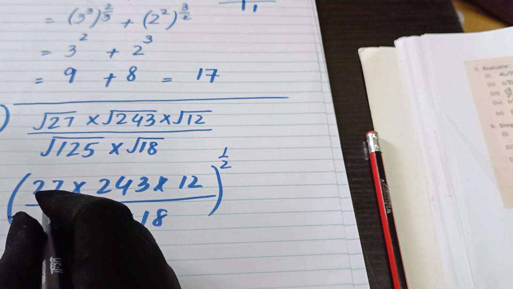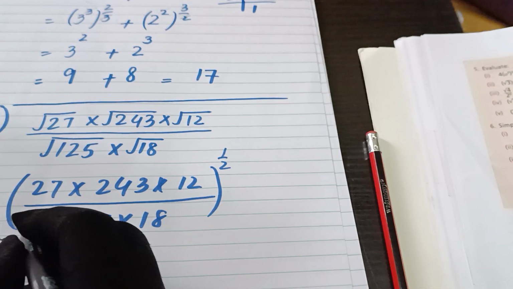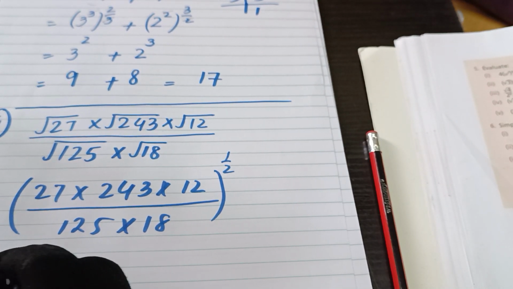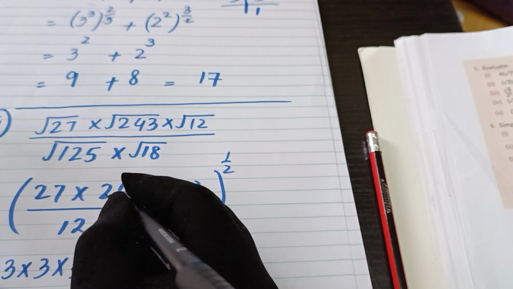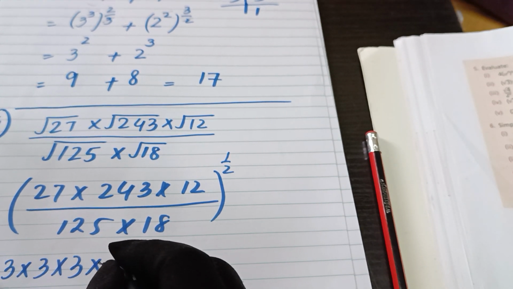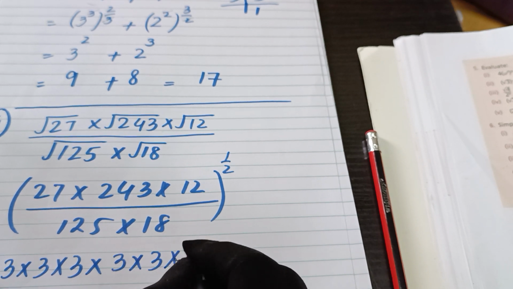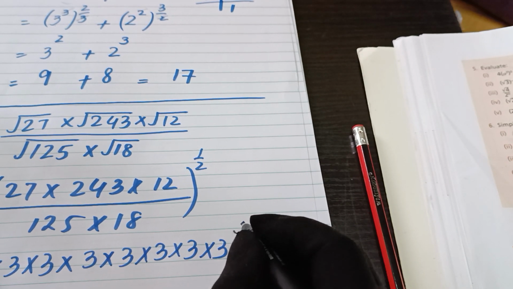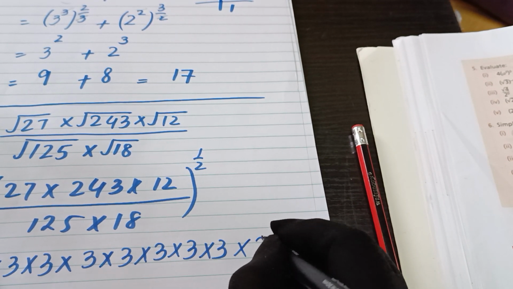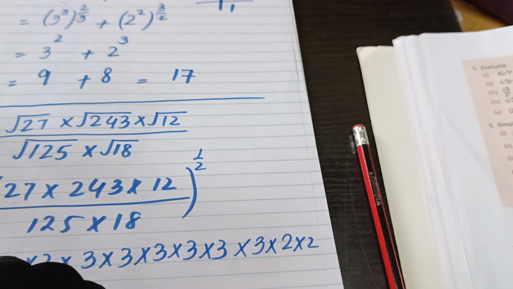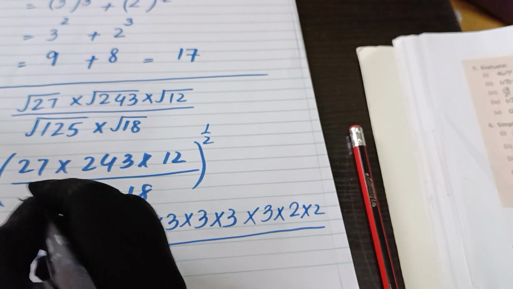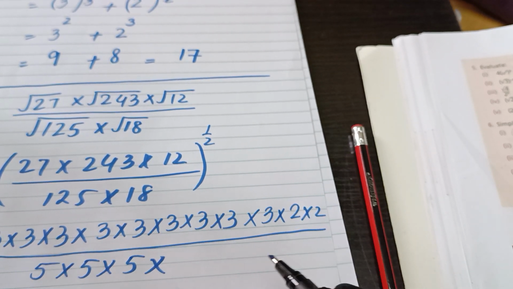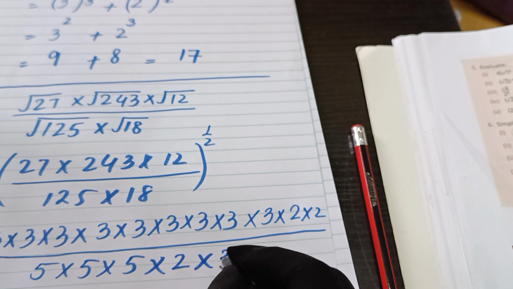Okay, so 27 we have factorized already: it is 3 cube. First I am just writing the factors. 243 means 3 power 5, meaning 3 is multiplied 5 times. I'm writing the product as it is. 12 is 3 times 2 times 2. It's easy to understand like this. 125 means 5 is multiplied 3 times. In the factors of 18, 9 means 3 twice, and 2.